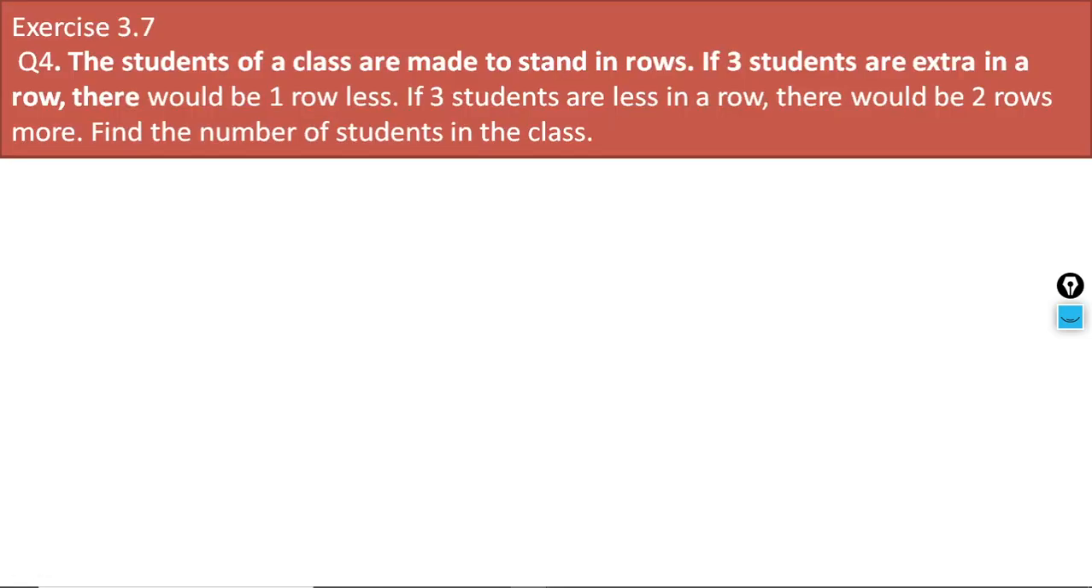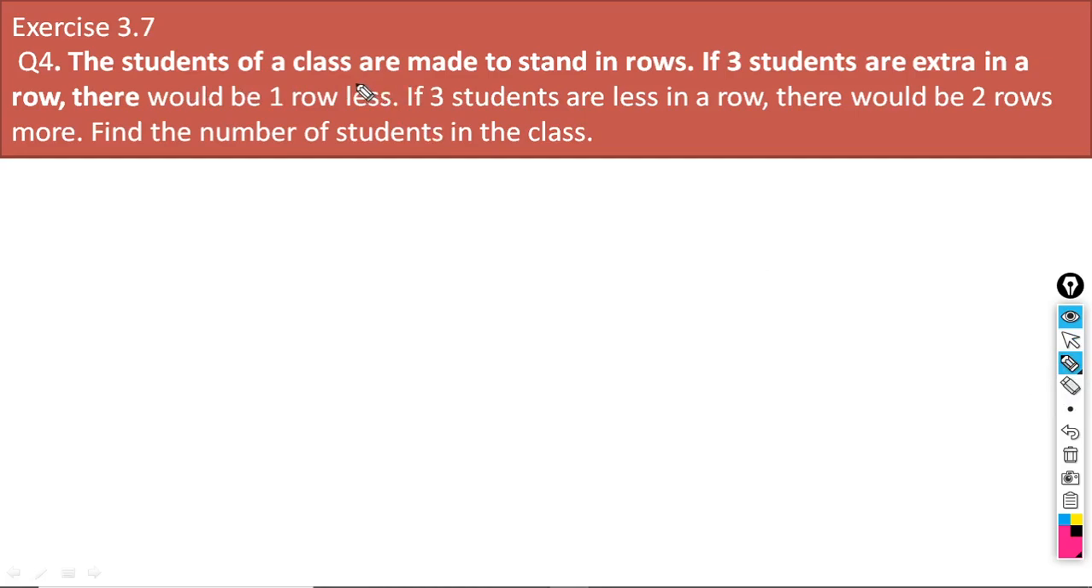The students of a class are made to stand in rows. If 3 students are extra in a row, there would have been 1 row less. If 3 students are less in a row, there would have been 2 rows more. Find the number of students in the class. So first of all, you have to identify in the question what are the things given here and which values to be considered x and y.